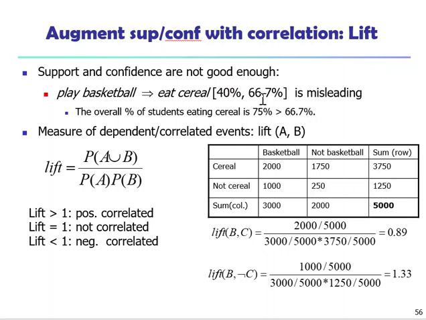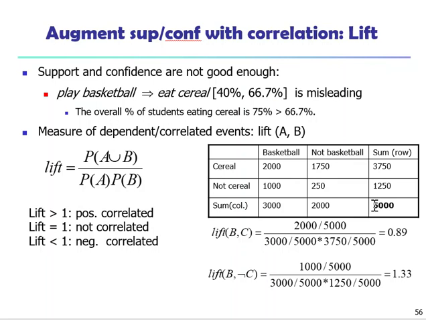What's the confidence? Among all the people playing basketball, which is 3,000, only 2,000 eat cereal, so our confidence is 66.7%. If you look at this rule and look at the support and the confidence, this can be a strong rule because it has rather high support and reasonably high confidence. However, if you think this is a strong rule, then you're wrong. Because if you look at the counts, the overall proportion of students eating cereal is 75%.